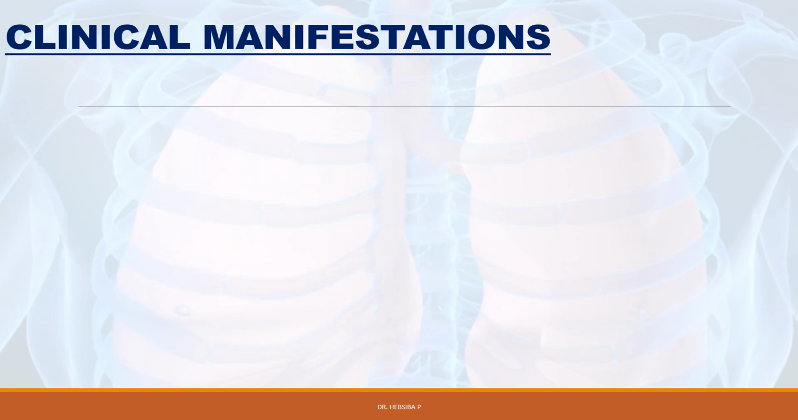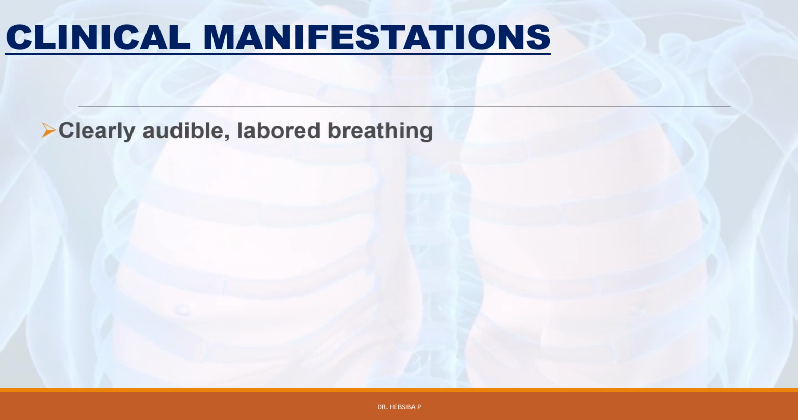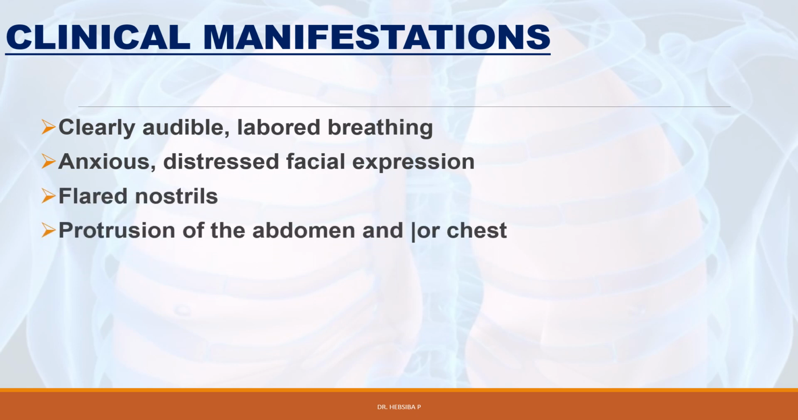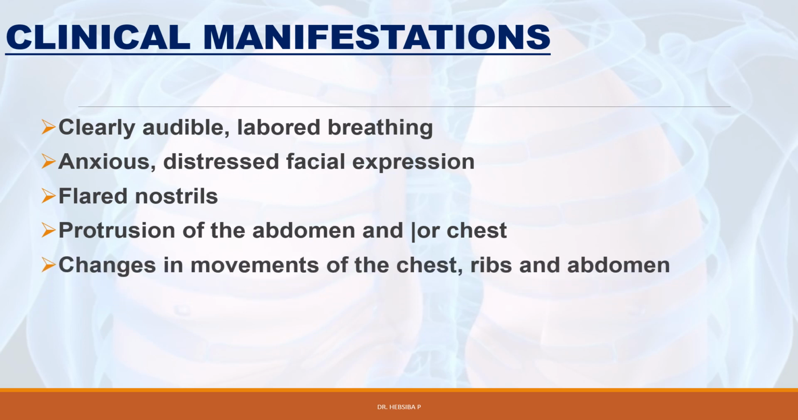Now see what the clinical manifestations of dyspnea are. First one is clearly audible labored breathing, anxious, distressed facial expression, flared nostrils, protrusion of the abdomen or chest, changes in movements of the chest, ribs and abdomen, and cyanotic features, that is bluish discoloration in the peripheral areas or the peripheral body areas.